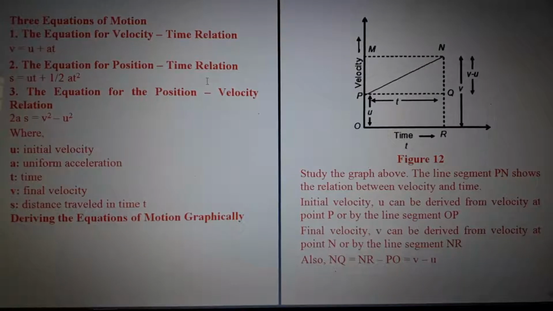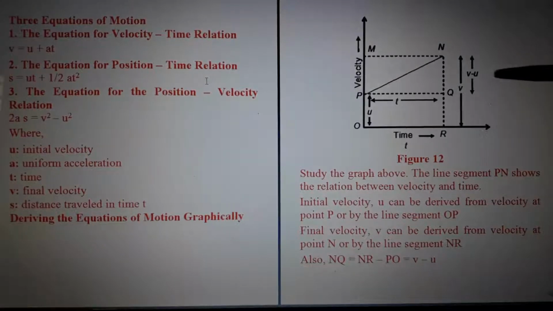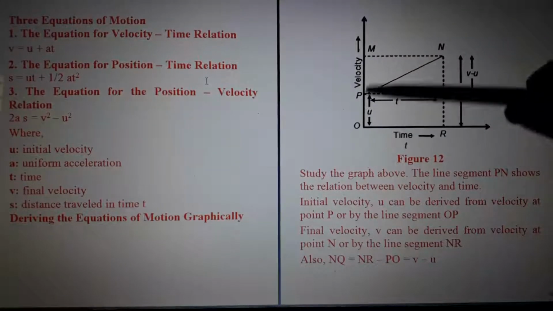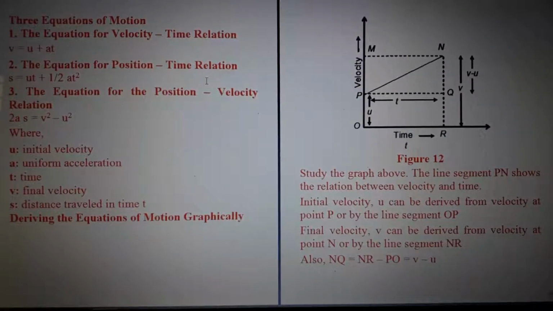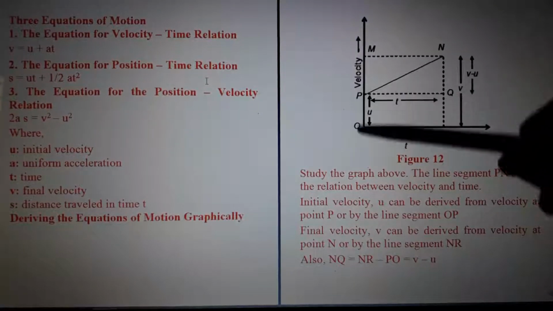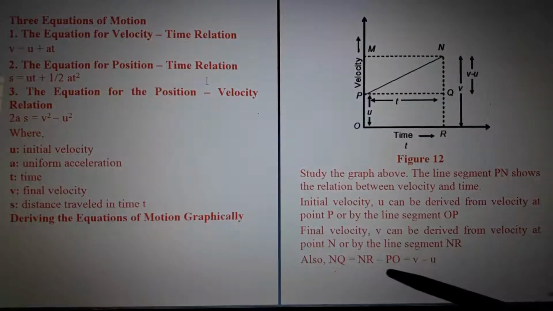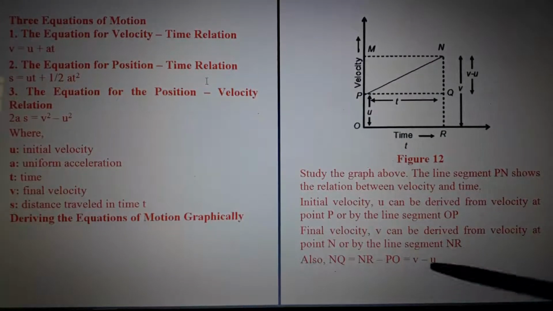Next, what we need to find? We need to find the final velocity. And what is it? Simply it is NR, whatever we take, no problem. Isn't it? This is the final velocity. So if you want to get that relation, final velocity minus initial velocity, what do we do? V minus U is simply NR minus OP. It is NQ, isn't it? NR minus PO is NQ. That is written here. NQ is equal to NR minus PO, which is V minus U.